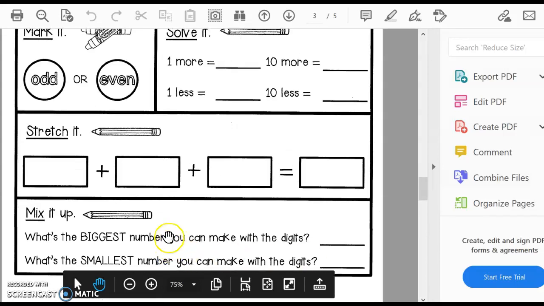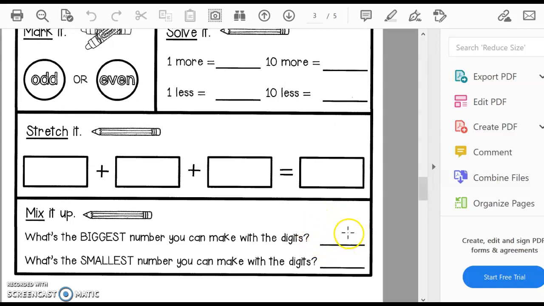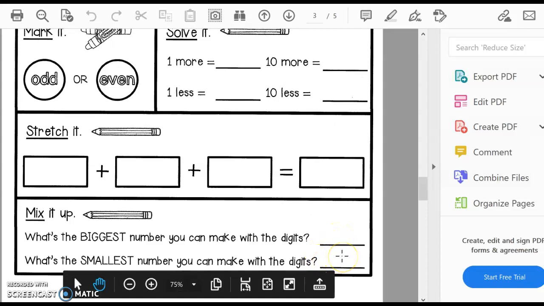And this is a mix-it-up one. Oops. What's the biggest number you can make with the digits? Remember, digits is a fancy word for number. And then what's the smallest number you can make with the digits? So think about the number 26. Do you need to swap it around to make a different number that will be more than 26? What's the biggest number you can make? And what's the smallest number you can make?